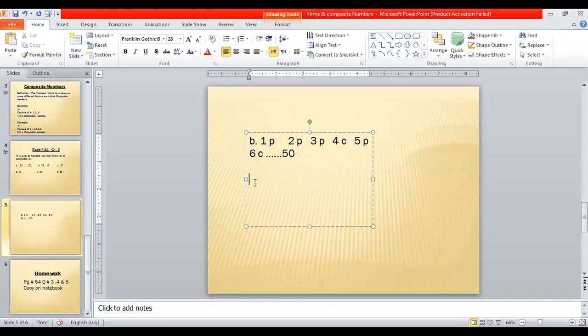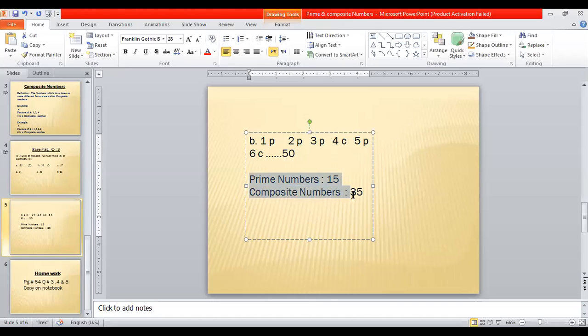how many prime numbers. You will count. I didn't solve it, so you will solve it. Let's suppose there are 15 prime numbers, so you will say prime numbers 15, and composite numbers, or you can say 35. Only this thing will be your answer. All this you have to do on your rough notebook to check how many prime numbers and how many composite numbers.